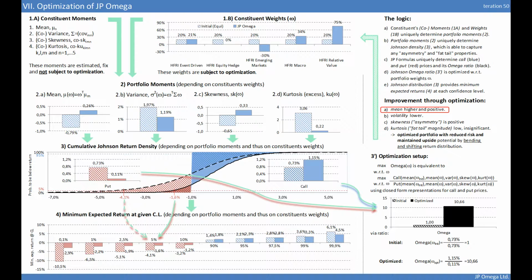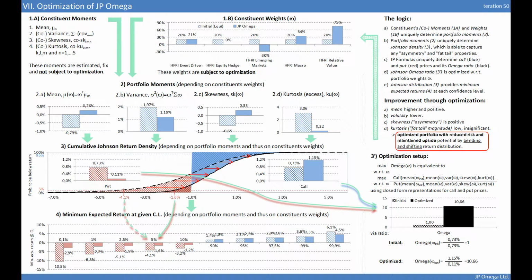Johnson Omega optimization result. The optimization result is as follows. Mean increased. Volatility is reduced. Thus, the portfolio improved already in the mean-variance, Markowitz, Sharpe and traditional sense. Moreover, the distribution is bent from negative skewness towards positive. Further, excess kurtosis is almost completely eliminated. As a result, the dangerous fat tail vanished before the Lehman collapse.